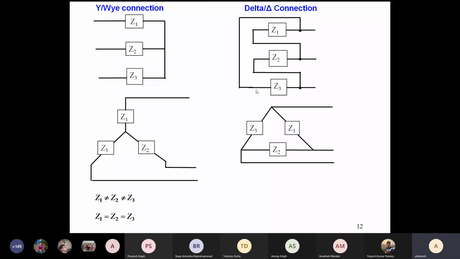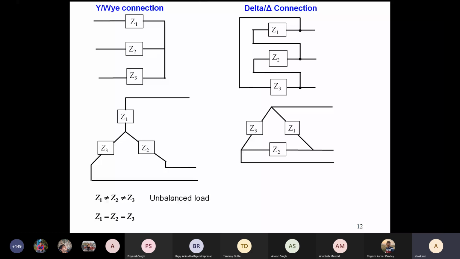Okay, so the impedances may be unequal, Z1 not equal to Z2 not equal to Z3, or the impedances may be exactly equal. Exact equality means their real parts should match, and their imaginary parts also should match. The reactance part should also match: if all the reactances are inductive, they all match, or if all the reactances are capacitive, they match. So both these possibilities are there. If they are unequal, it is known as the unbalanced load. If your Z1 is not equal to Z2, not equal to Z3, it is known as the unbalanced load.